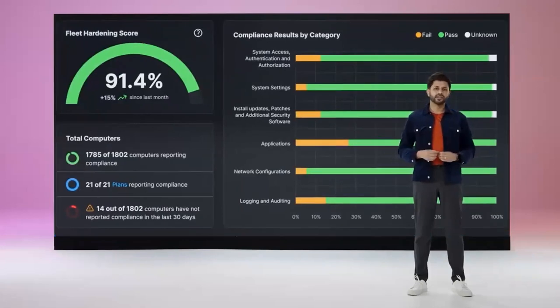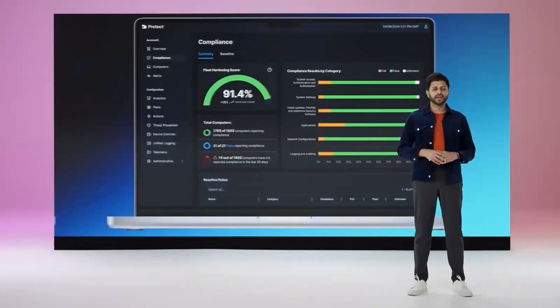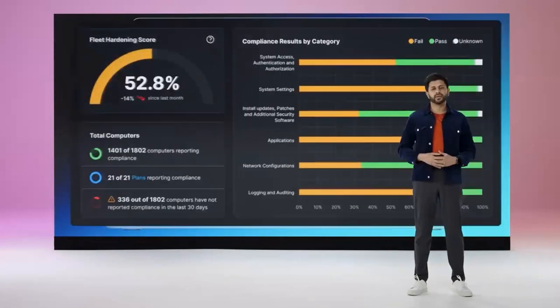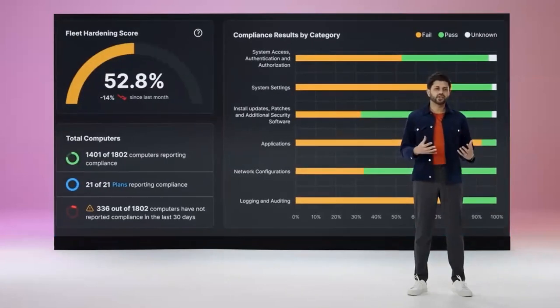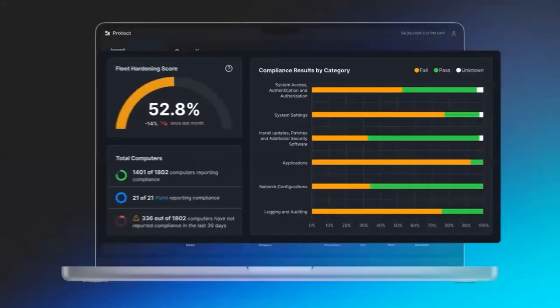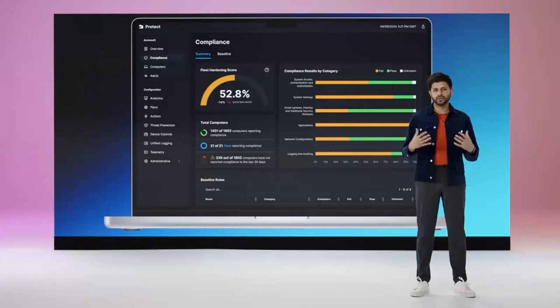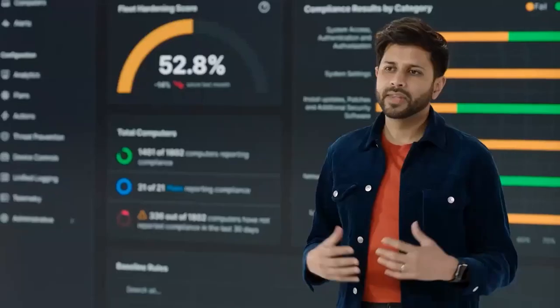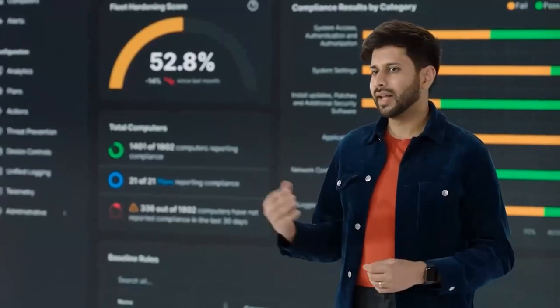Although a device might be in perfect condition when it's initially unboxed and configured, the reality is that devices will often drift and deviate from compliance over time. When left unchecked, this can lead to a dashboard that looks more like this. The good news is Jamf provides everything you need to keep your fleet healthy and compliant. Let's take a look at how to easily define and deploy the relevant compliance settings for your fleet.